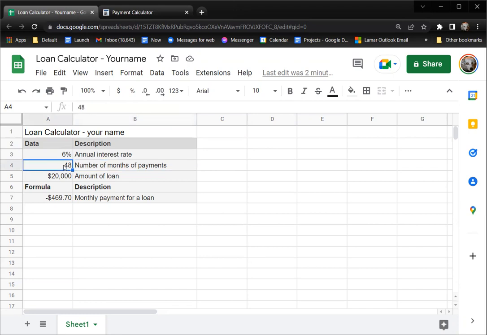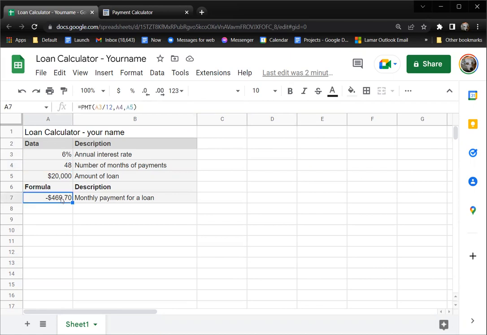A lot of times we do years, like 4 years. But in this case, let's put it in months. And we'll talk about the differences in just a second. So down below in row 7, I've got a formula that calculates the monthly payment for this loan. If you got a $20,000 loan and you're going to pay 4 years, basically, or 48 actual payments, and it's 6% every year, let's see how you do this.